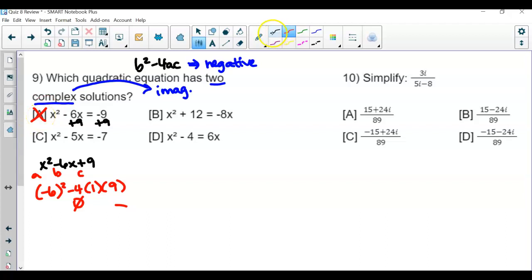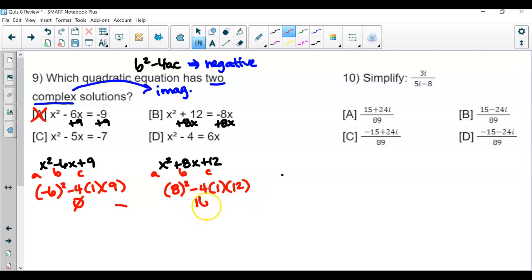Now I'm going to go to B. Notice here I need to add the 8x to both sides. So now I've got x squared plus 8x plus 12. Now I can identify my A, B, and C because it's equal to 0. So here I've got 8 squared minus 4 times a times c. So now when you put all that in the calculator, you're going to end up actually with a positive. You end up with 16, but we need negative, so the answer is not B.